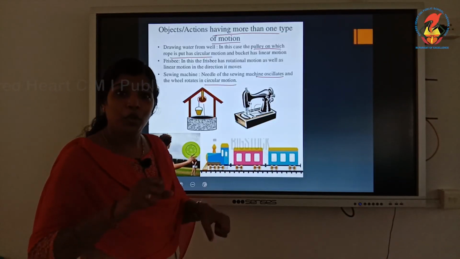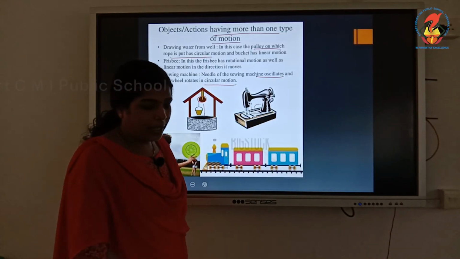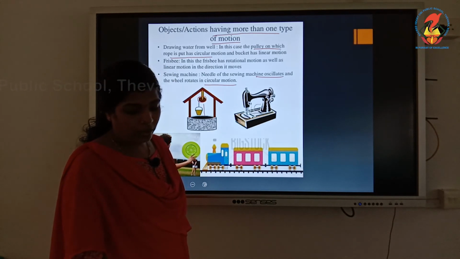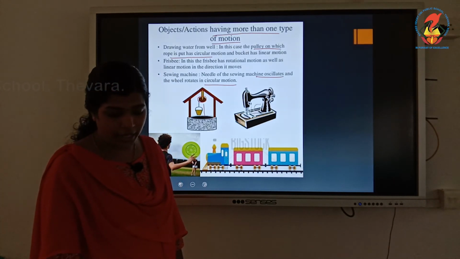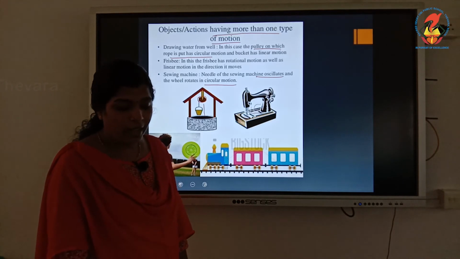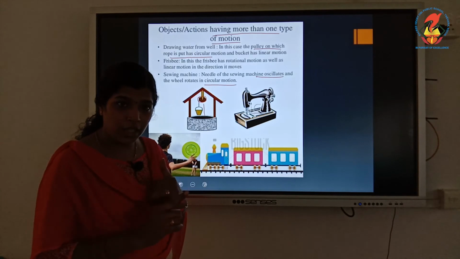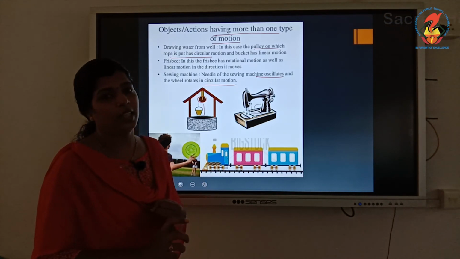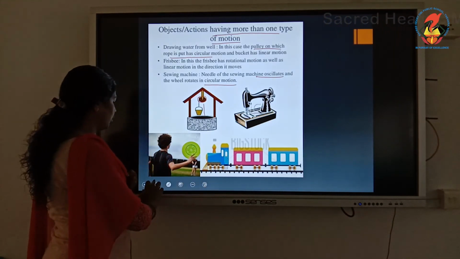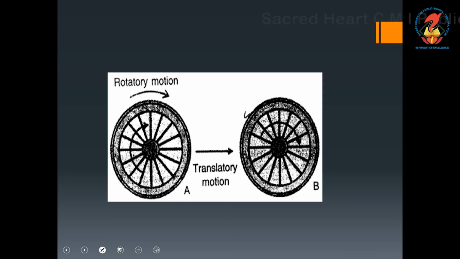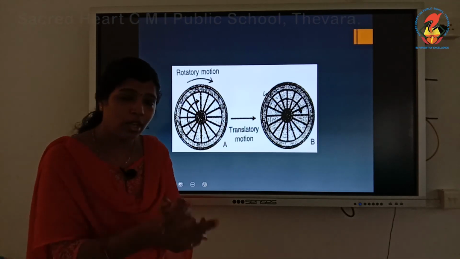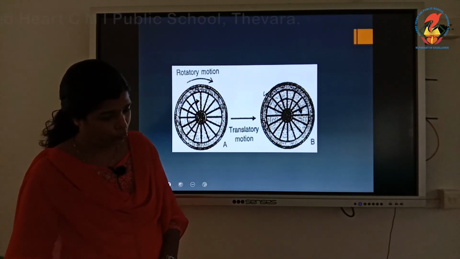In the same way, when you ride a bicycle, the bicycle is moving on a straight road, and the wheels of the bicycle are rotating on their axle and also moving in the forward direction. So, it has rotational motion and rectilinear motion. That I will show you here. The wheel will rotate, so it has rotational motion. In the same way, it's moving forward.